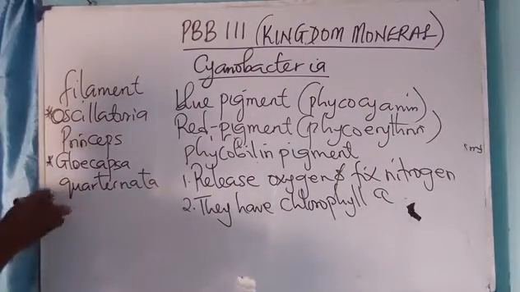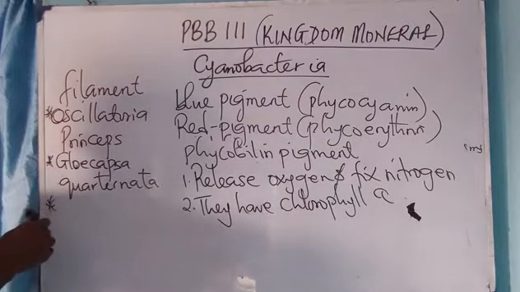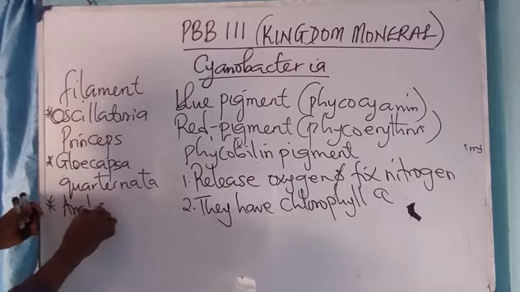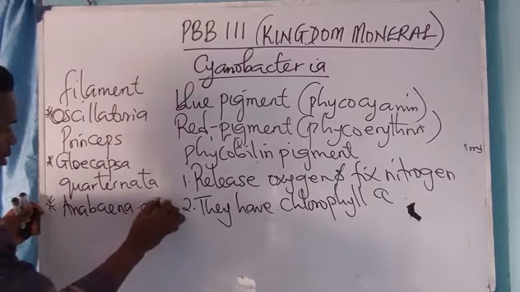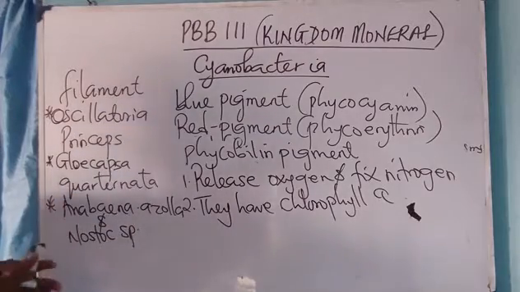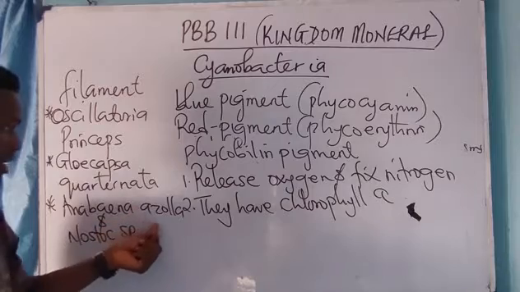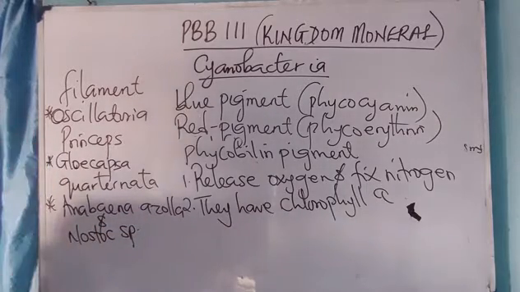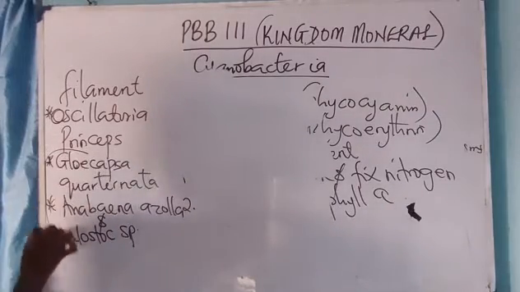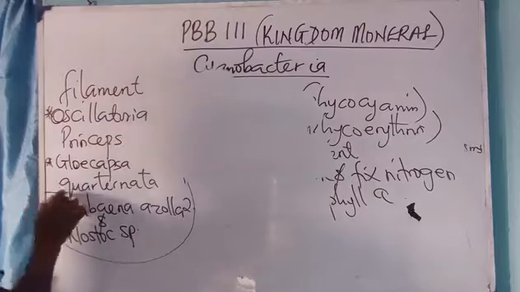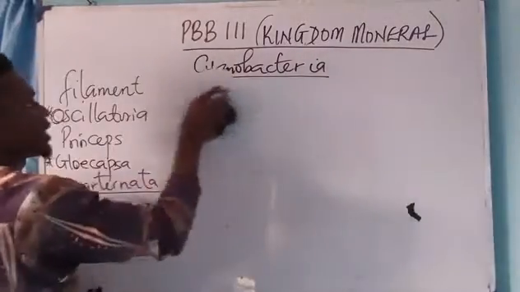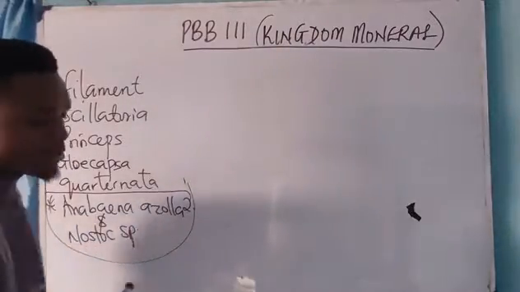Again, in some species of bacteria, their cells occur in the form of filaments. Good examples are Anabaena azollae and Nostoc species. So Anabaena azollae and Nostoc species are the two filamentous cyanobacteria. Please take note of that. However, they are distinguished from each other by the way their filaments form another structure.